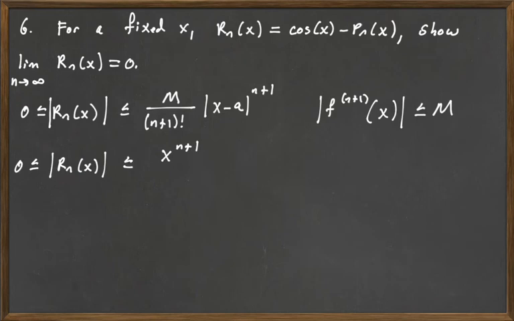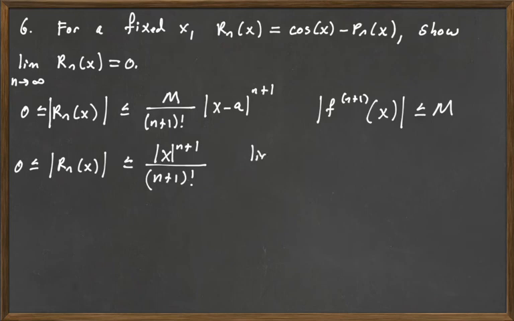Those are all bounded by 1, so the M would be 1. And then we're going to center this at 0, so the x minus a would be x minus 0. So that gives us the absolute value of x to the n plus 1 over n plus 1 factorial. We do need to put the absolute value bars on x.